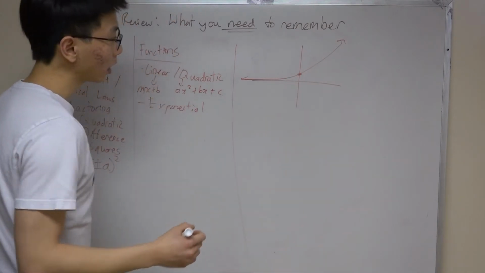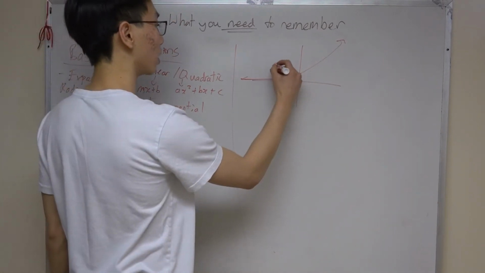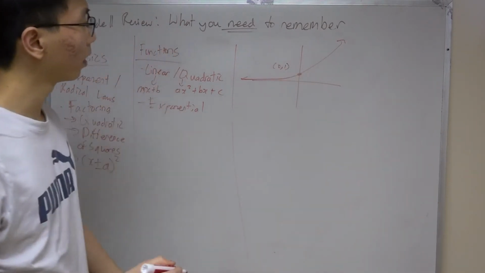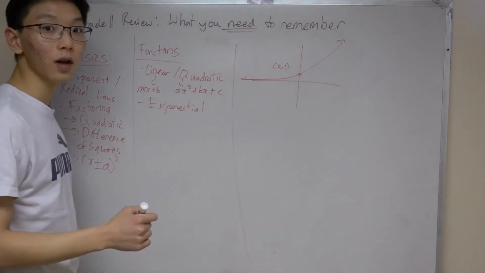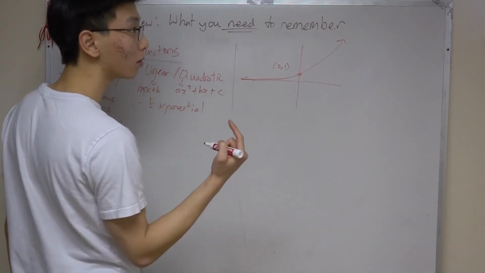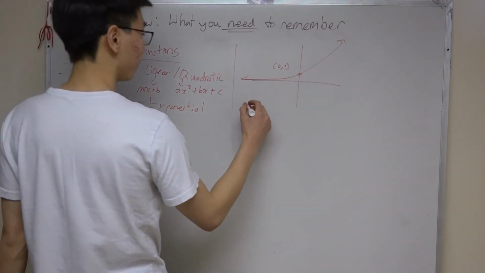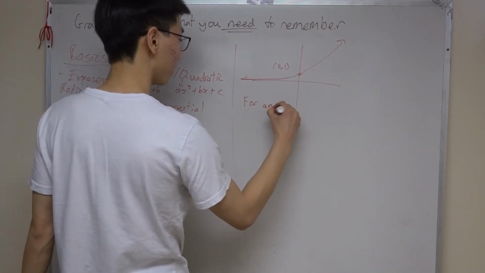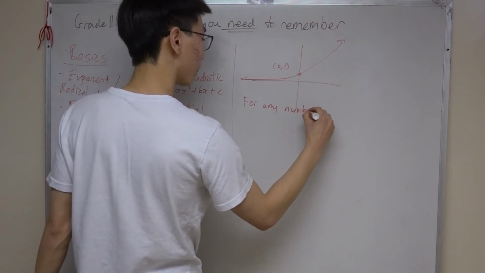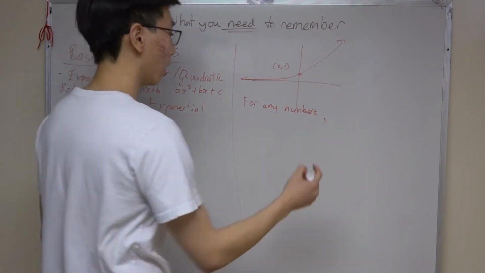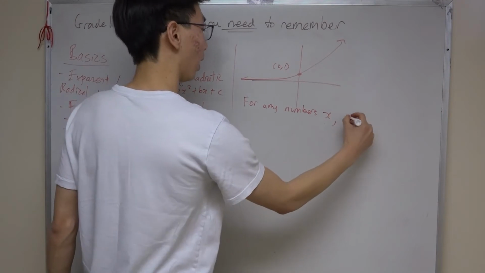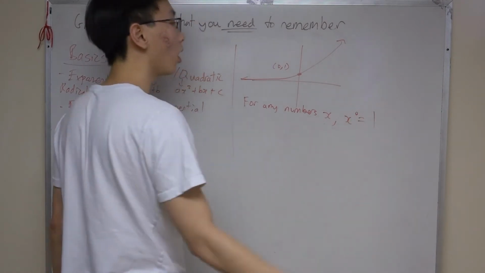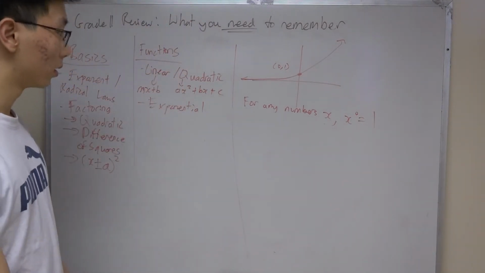Notice that if I look at that point there, this is the point 0, 1. This is reflective of the fact that for any real number x, x to the 0 is 1. Okay?